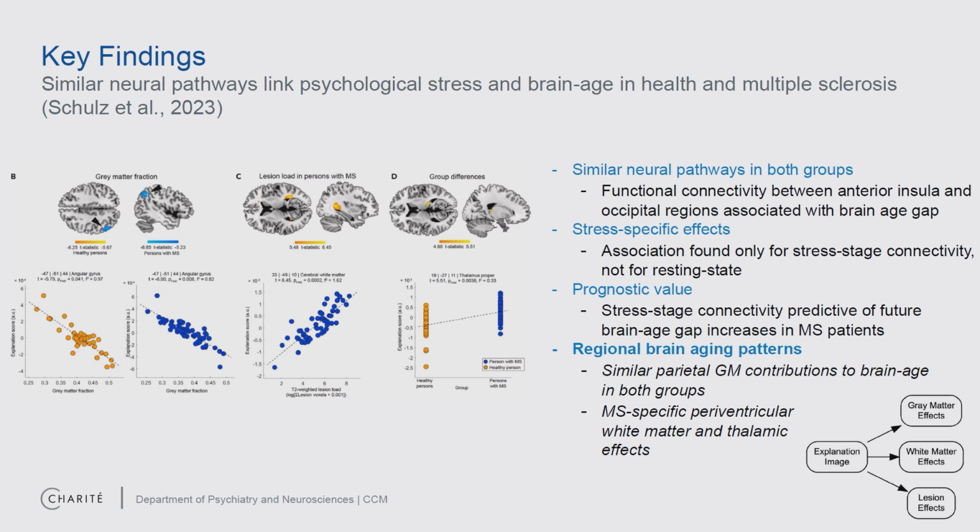We were able to identify, in explanation space, that the same neural pathways moderate increased, elevated brain age, so decreased structural brain health, I suppose, in both groups. Both in healthy participants and in multiple sclerosis, the same functional connectivity was associated with the elevated brain age, so this is a stress-specific effect, and it has prognostic value. To some extent, we can predict the disease progression in multiple sclerosis based on this effect.